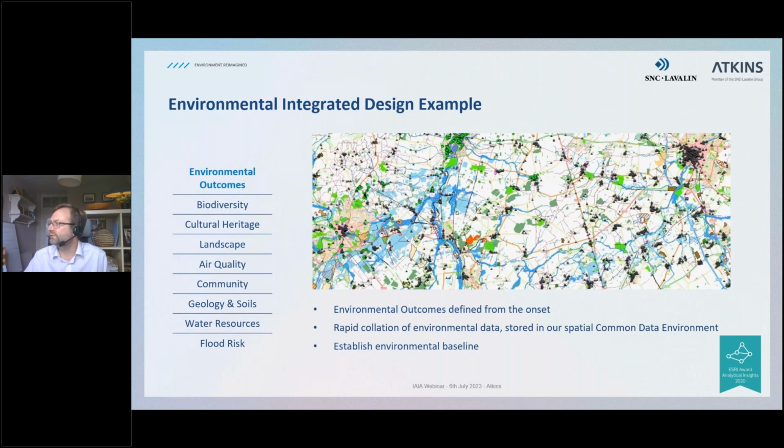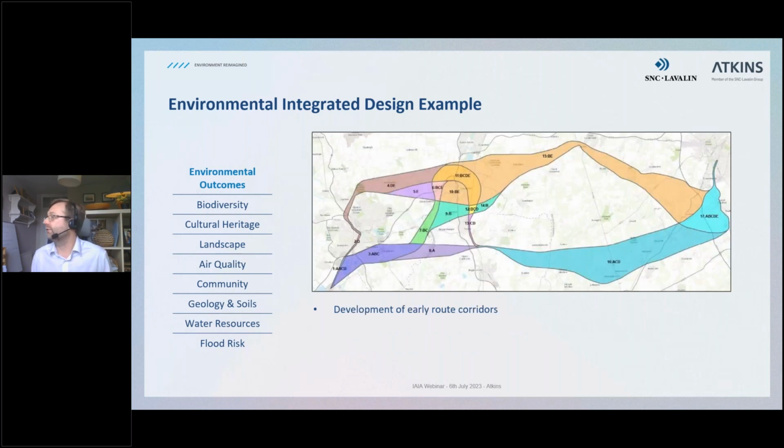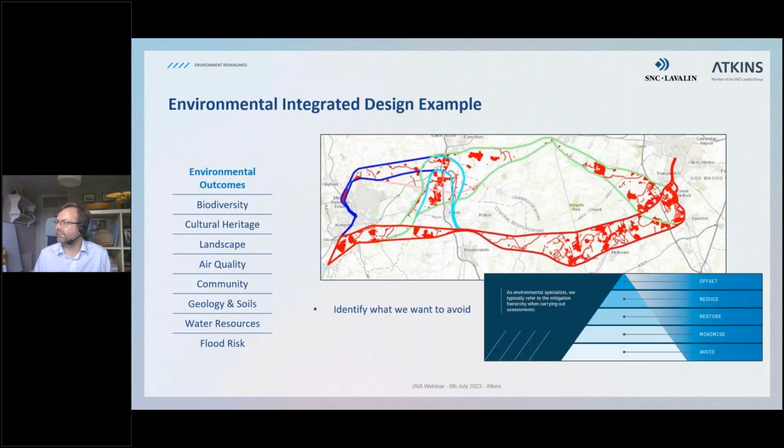So once we got that baseline settled, we then start to go through the process. We started with developing those early corridors. Again, these are not single lines of a particular route, but wide brushstroke areas. And then we focus on identifying what we want to avoid. You should all be familiar with the mitigation hierarchy, starting at the bottom where ultimately we prefer to avoid, and as a very last resort we would offset. So really embedding what we want to avoid right into the start of the process: identifying those features that we really don't want to impact, or if we do impact them, that we have early sight and early warning of them.